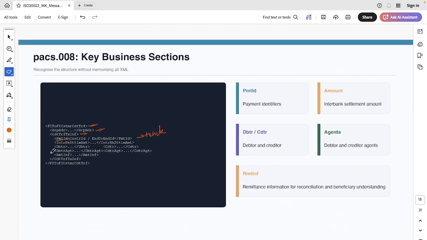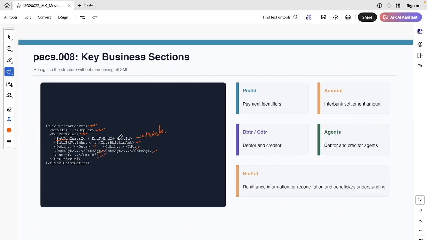Then look for interbank settlement amount, which is the amount actually being settled. Look for debtor and creditor details. Debtor details, creditor details, debtor agent, creditor agent, remittance information, and so on.